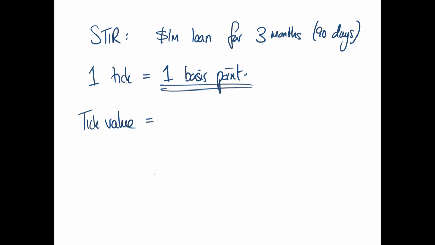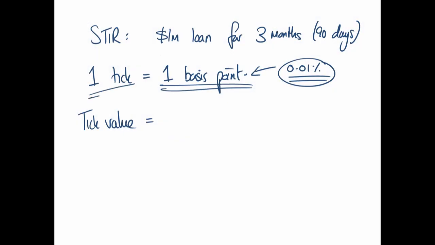So let's just re-emphasize what a basis point is. It's 1/100th of a percent. It's 0.01%. Now be careful. That's a percentage, and we know we need to turn percentages into decimals when we do calculations by dividing by 100. Just in the same way you turn 1% into a decimal by dividing by 100 and getting 0.01, you need to turn 0.01%, that's a basis point, into a decimal by dividing by 100.